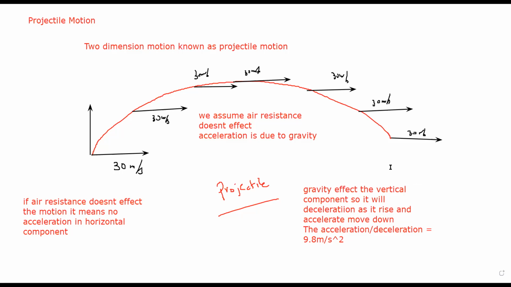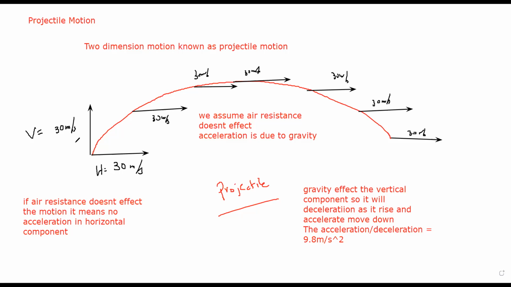So acceleration and deceleration will be the same. But if it is going up, the vertical velocity will decrease. If it is coming down, the vertical velocity will increase. Just for explanation, I'm taking it as 10, but it will not be 10, it will be 9.8. For example, the vertical velocity was also 30 in the beginning. This is the vertical velocity and this was the horizontal.